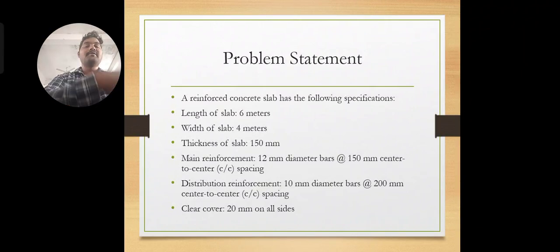Good morning everyone. Myself, Mr. Sankur Naresh, Associate Professor in Civil Engineering Department, Anurag Engineering College. Today I would like to discuss the estimation of steel quantity in the slab.